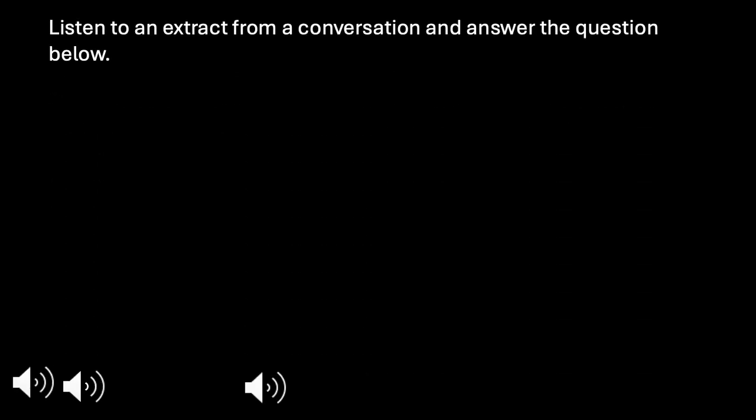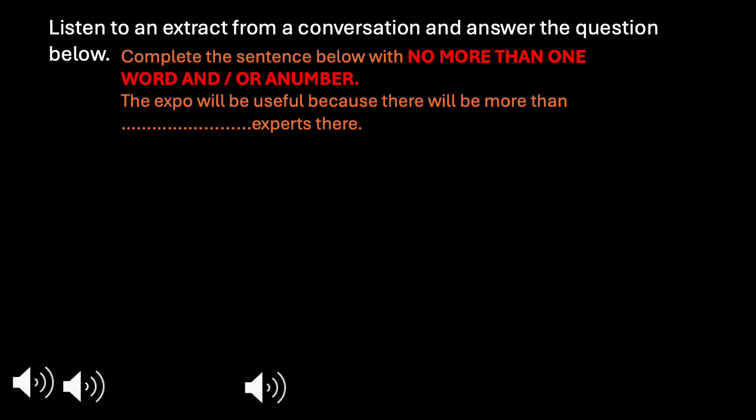To complete a table or a set of notes or a sentence, you need to write words that you hear in the recording. You will be told how many words to write. Listen to an extract from a conversation and answer the question below. Complete the sentence below with no more than one word and/or a number. The expo will be useful because there will be more than experts there.